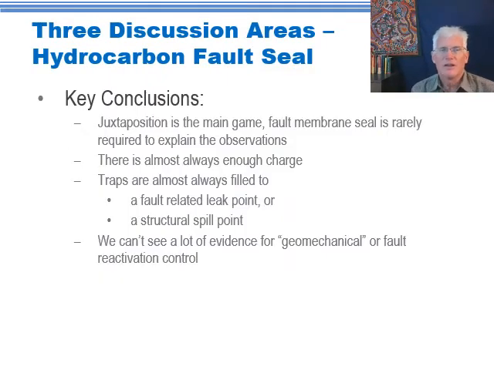So the key conclusions that I'll try to convince you of are that, number one, juxtaposition is the main game. Fault membrane seal, or that secondary seal, is rarely required to explain the observations of the case studies that we've analyzed. A second conclusion is that there's almost always enough charge. We really can't see very many places where a trap is partly filled. So it does seem that when you've got a hydrocarbon system producing hydrocarbons, there's almost always enough. Traps are almost always either filled to a fault-related leak point or a structural spill point.